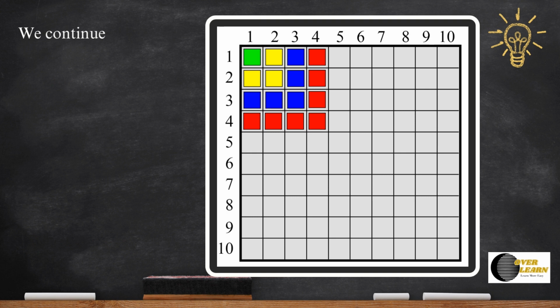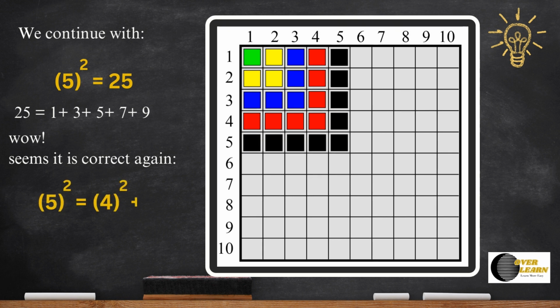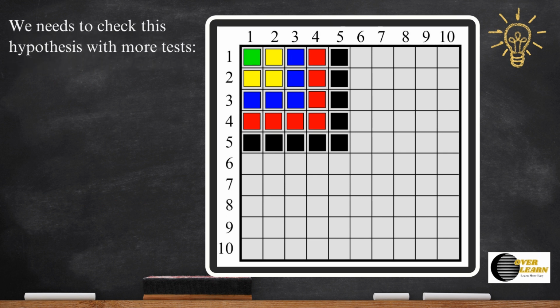We continue with 5 power 2. 5 power 2 is equal to 25. And 25 is equal to 1 plus 3 plus 5 plus 7 plus 9. Wow, it seems it is correct again. 5 power 2 is equal to 4 power 2 plus 9. We need to test this hypothesis with more tests.